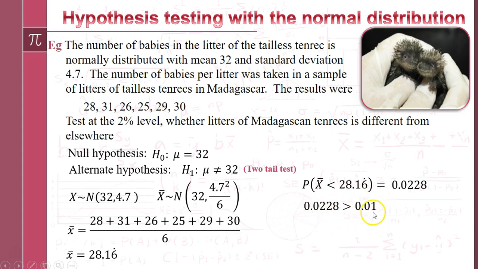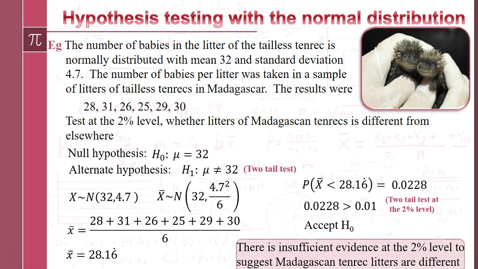So we can see our value from our sample is actually greater than that, which means it's not in the critical region, and so therefore in this particular case we're accepting H0. So we're saying that there's insufficient evidence at the 2% level to suggest that the Madagascan version of tenrecs are different to tenrecs across the world. And there we go.